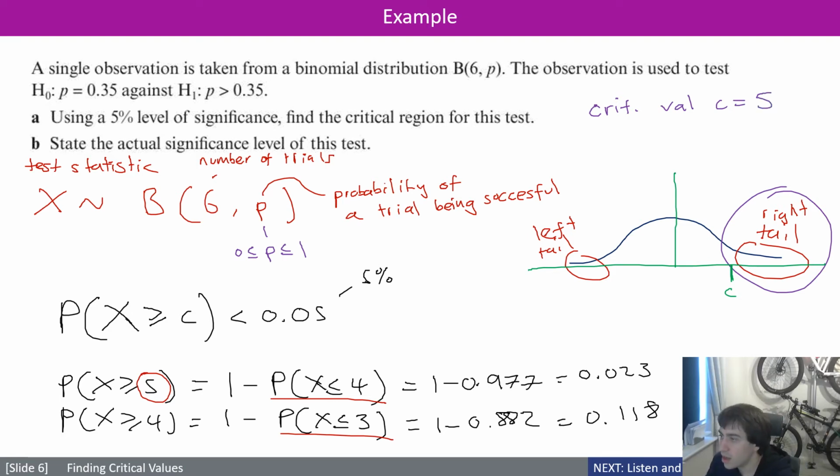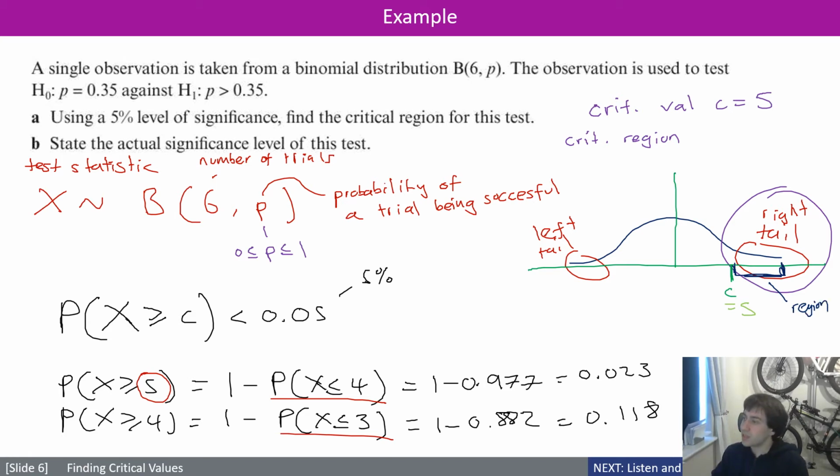Okay, and then part B says what's the actual significance level of this test. Oh, sorry, before we go to B, we didn't actually finish off A, did we? I wrote the critical value, but what's the critical region? The critical region, remember, is on the diagram here. If C equals 5, then it's everything that's 5 or more. That's the region.